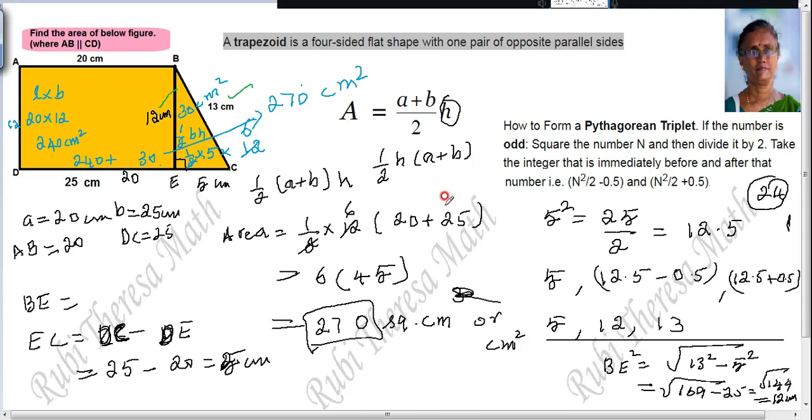Here also the same thing. A plus B is nothing but 20 plus 25, which is 45. Next, half of the height. What is height? 12. So half of the height is 6. So 6 into 45, 270. So mentally you can calculate, and it won't take more than a minute. Very well. If you know the formula, if you know the shortcut method, then very well you can do it. Is it okay, my dear?